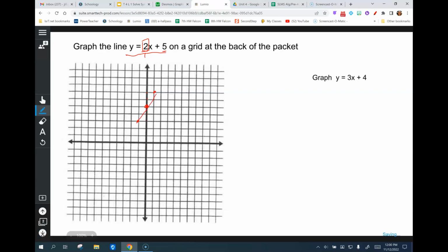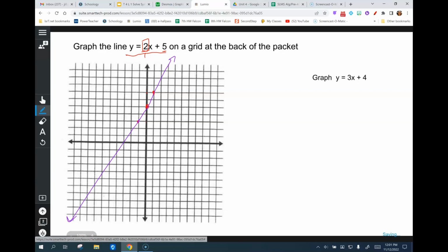Whoops, not a very good one. Let's see if we can do that differently. Let's try that line again. We're going to graph this line once again, and let's see if we can do it a little better.